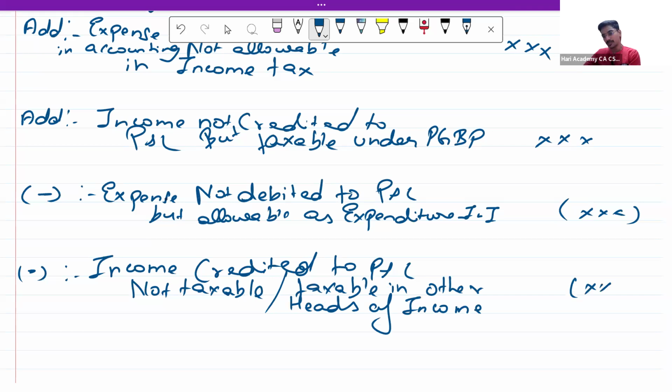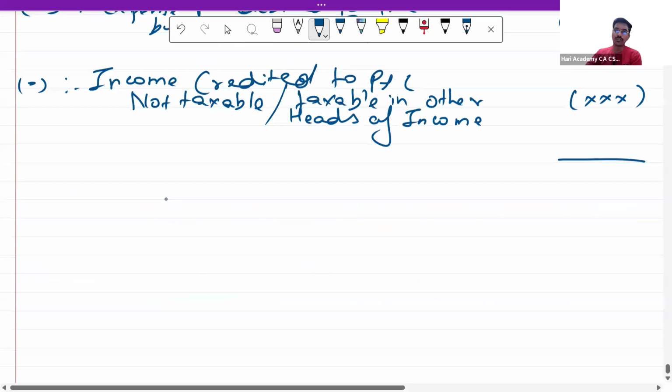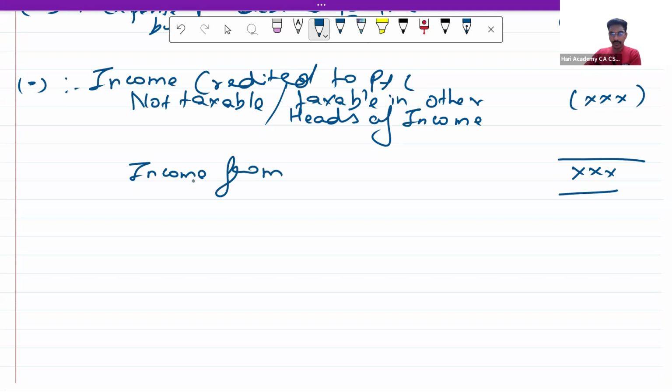This is the second subtraction. So if you do two additions and two subtractions, you will be getting the total amount of profit. You will be getting the income from PGBP. This is the format: income from PGBP.